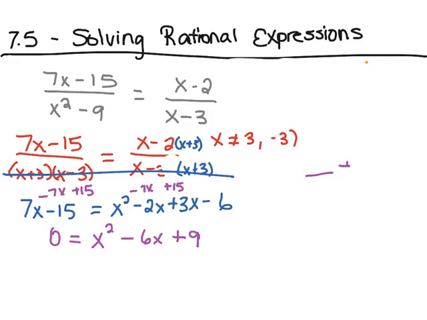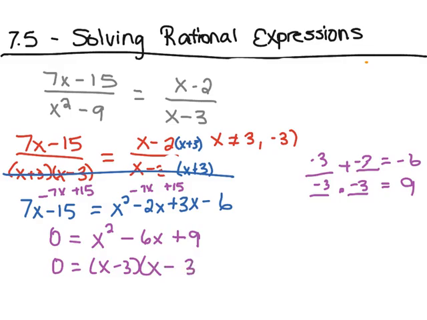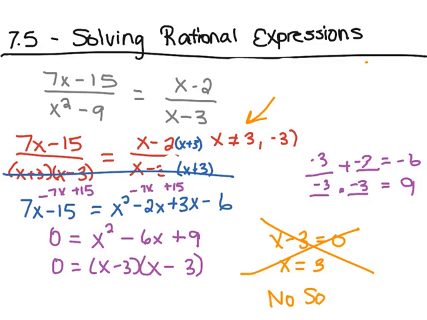So now we're going to factor, so blank plus blank is equal to negative 6, and blank times blank is equal to 9. Our two numbers are going to be negative 3 and negative 3. So we have 0 is equal to (x minus 3) times (x minus 3). Now we're going to solve. So x minus 3 equals 0, so x equals positive 3. This is a non-permissible value, so it does not work. Because there's no other solutions, there are no solutions for this one.